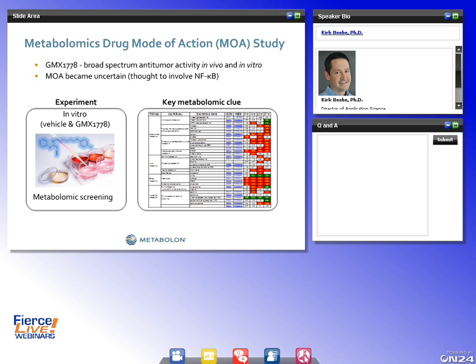Another really nice example, and again, of a really challenging problem, is finding a mechanism of action of a drug. Whether it's a drug found from a phenotypic screen or a natural product, oftentimes it's really challenging to find out what precisely is the target it's hitting. So this was actually a compound, GMX-1778, that had broad-spectrum anti-tumor activity in vivo and in vitro. And the mechanism became uncertain.